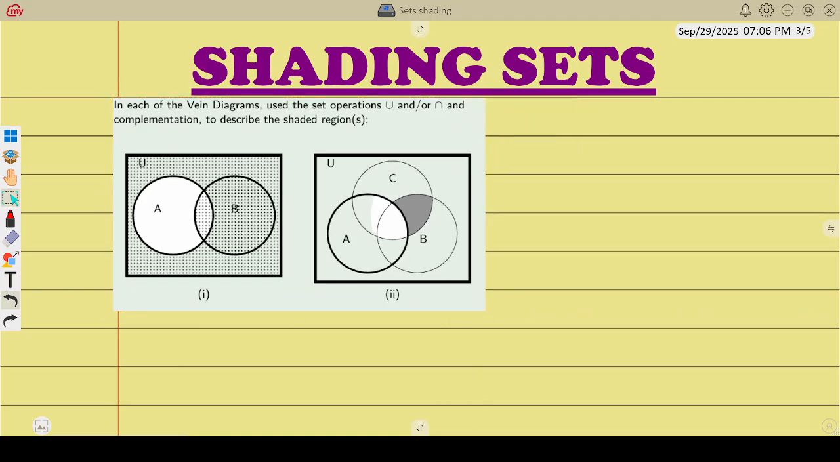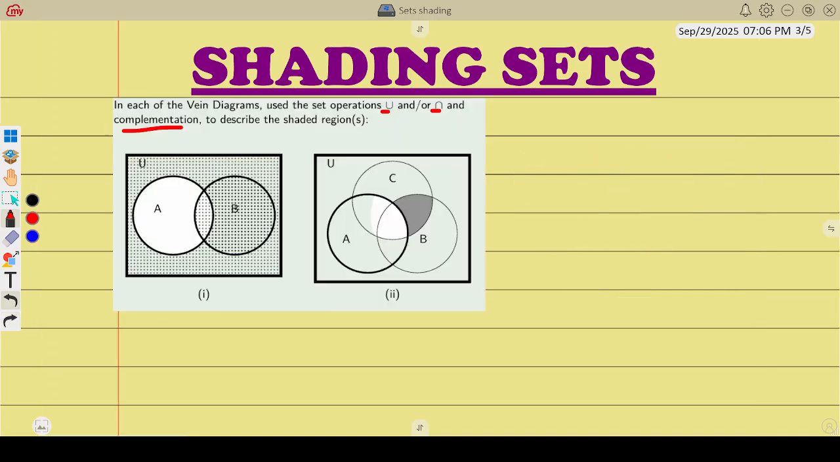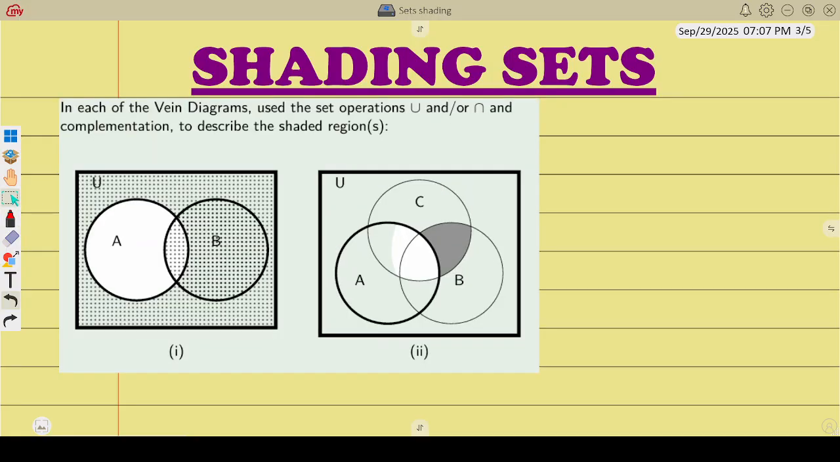The question is, in each of the Venn diagrams, use union and intersection, even the complement, to describe the shaded regions. Previously I was showing you how to shade. Now they have given us a shading, and they're asking what kind of shading that is. So let's go through it together. Let's start with this one here.